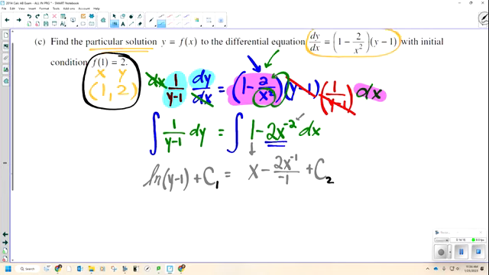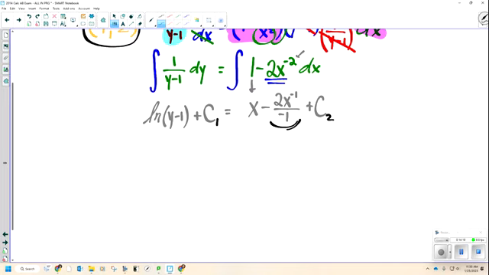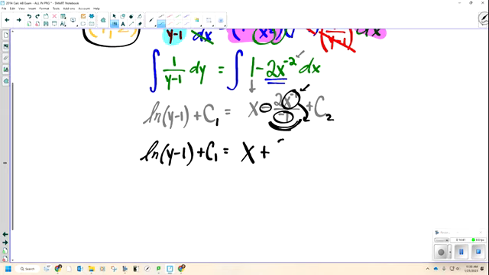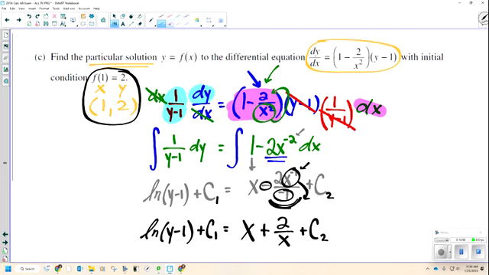So let's clean this up a little bit more. I'm going to clean this up right here because if I'm going to have to do some algebra to solve for the c, I don't want to have a negative exponent. So I've got the ln of y minus 1 plus c1 equals x, okay? If I'm subtracting a negative, that's going to turn into a positive, and this is going to come down. So it's 2 over x to the positive 1, plus c2. All right, so we are good to go now. We can start doing some algebra to solve for my c.